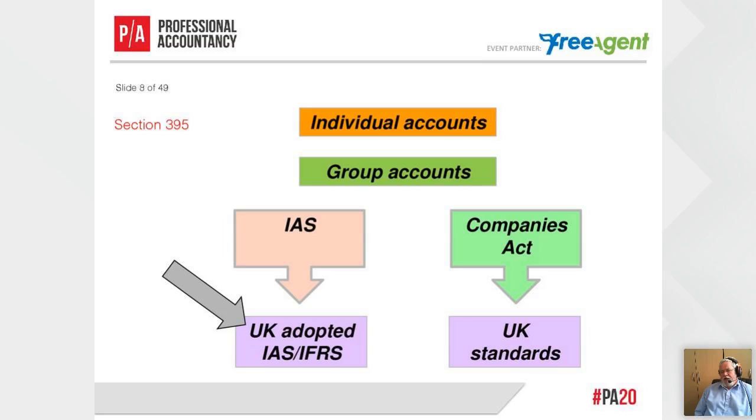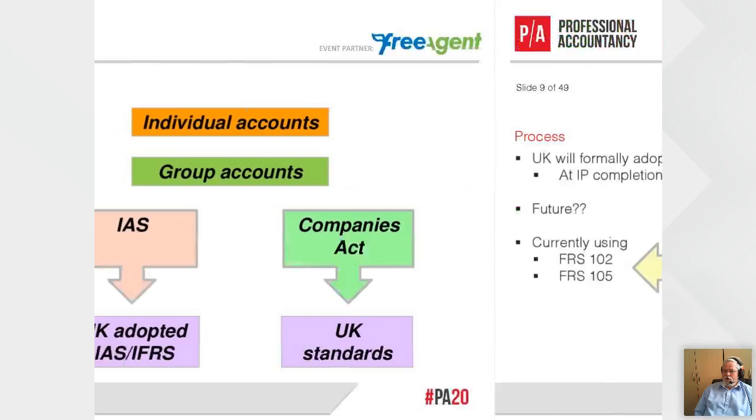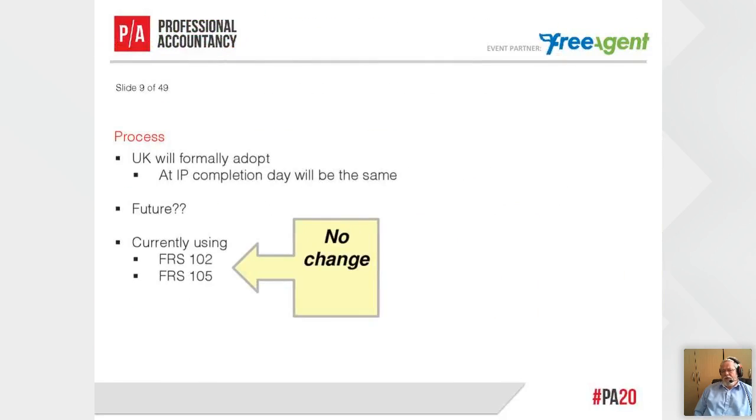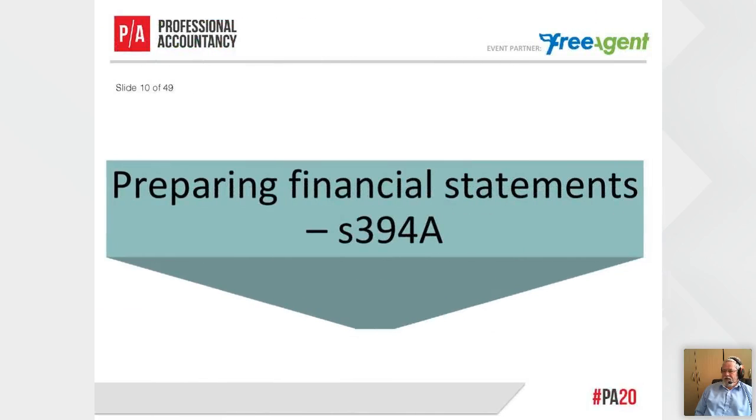So this particular change will only affect those entities that are applying international standards, and it will only affect them in terms of a slight change as far as the wording is concerned. So the UK will formally adopt exactly the same standards on IP Day. So if at the moment you're using FRS 102 or FRS 105, there will in fact be no changes at all. You will just carry on using those standards, which will then be updated by the FRC as part of their review process.